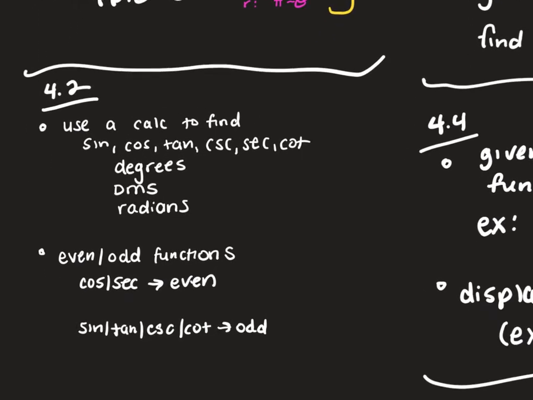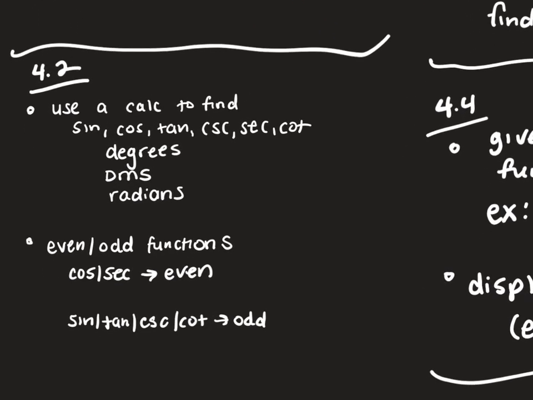Okay, 4.2 was using the calculator to find sine, cosine, tangent, cosecant, secant, and cotangent. Again, should be an easy gimme question. Watch your rounding. It'll tell you what to round to. And watch your mode.